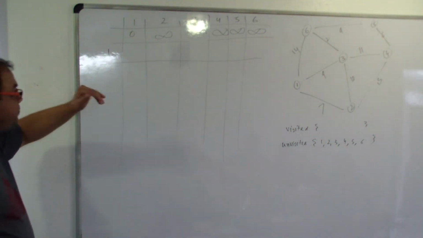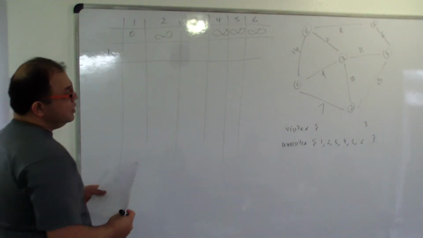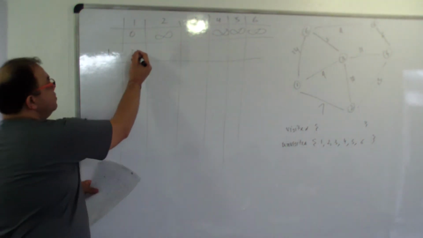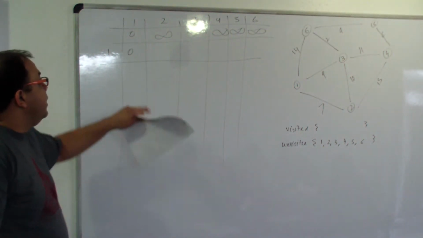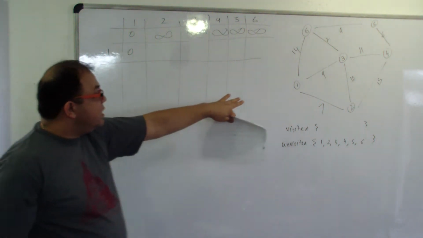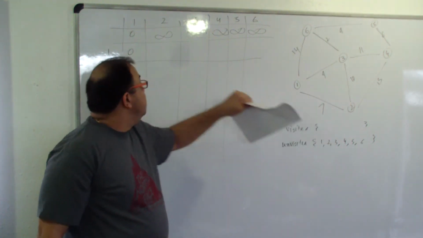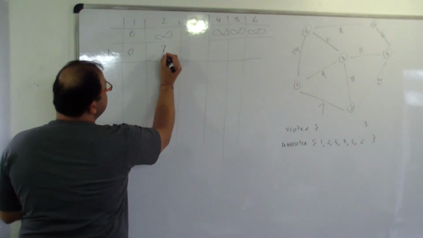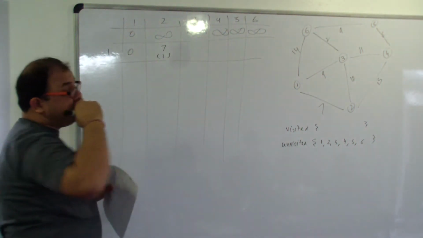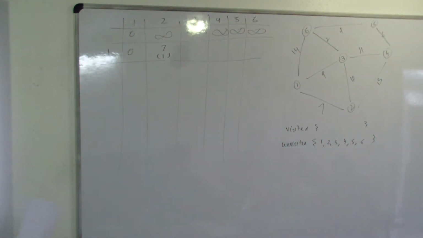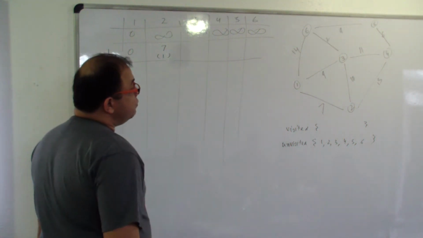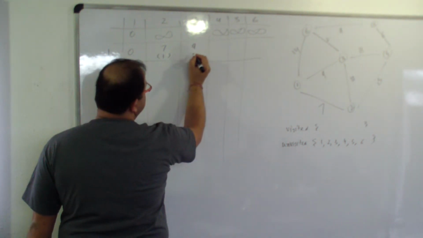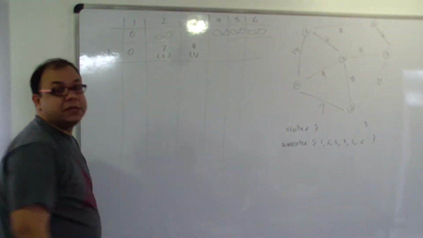We'll start with 1. From 1 to 1, the distance is 0. From 1 to 2, we can go with 7, which is actually better than infinite. So we will write 7 over here, and we have reached it through 1. From 1 to 3, can we go? Yes, we can, and the distance is 9, which is better than infinite. So we will write 9.